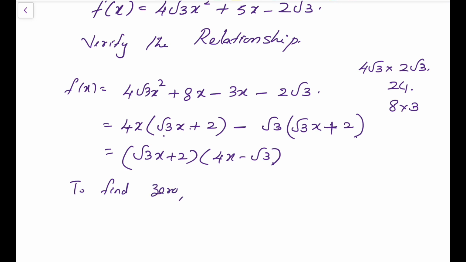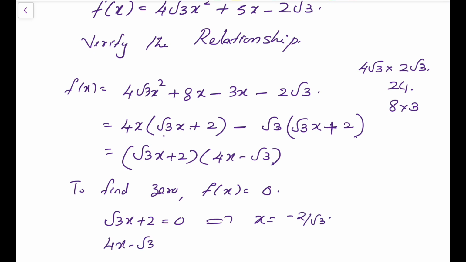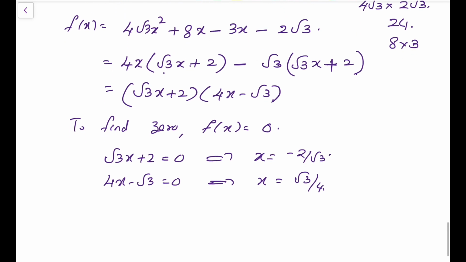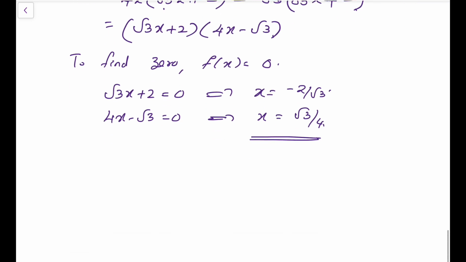To find the zero, equate f of x is equal to 0. So root 3x plus 2 equal to 0. From this we will get x is equal to minus 2 by root 3. Then 4x minus root 3 equal to 0. So x is equal to root 3 by 4. So these are the zeros. Now we have to do the verification.